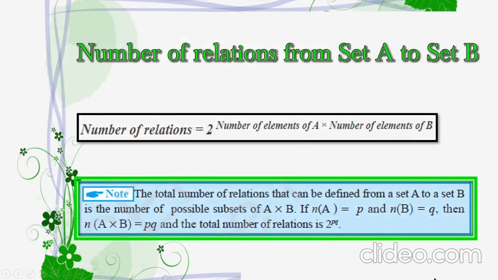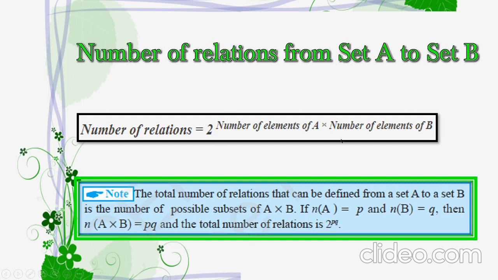Now, the number of relations from set A to B. How do we find the number of relations? Here is the formula: 2 raised to the power of the number of elements of A times the number of elements of B. The total number of relations that can be defined from a set A to set B is the number of possible subsets of A cross B, the Cartesian product. For example, if the number of elements in set A is equal to P and the number of elements in set B is equal to Q, then the number of elements in their Cartesian product will be equal to PQ. That's what we all know very well. And the total number of relations is 2 raised to the power of this number, PQ.